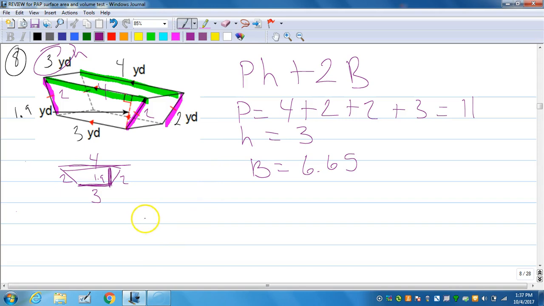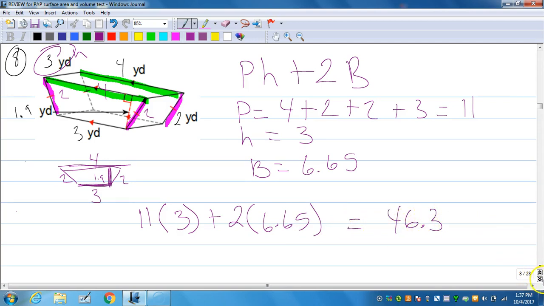6.65. Put in the formula. The perimeter is 11 times my height, which is 3, plus 2 times capital B, 6.65. And that should give you 46.3.